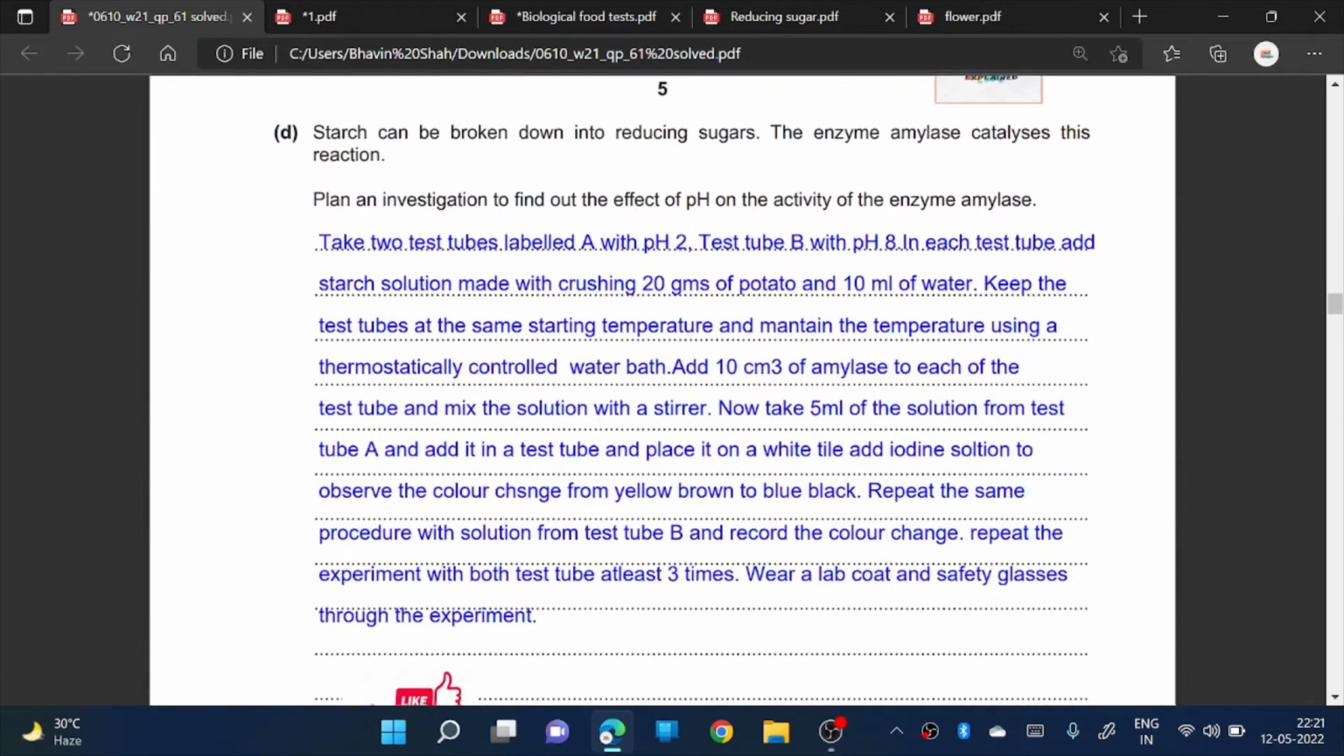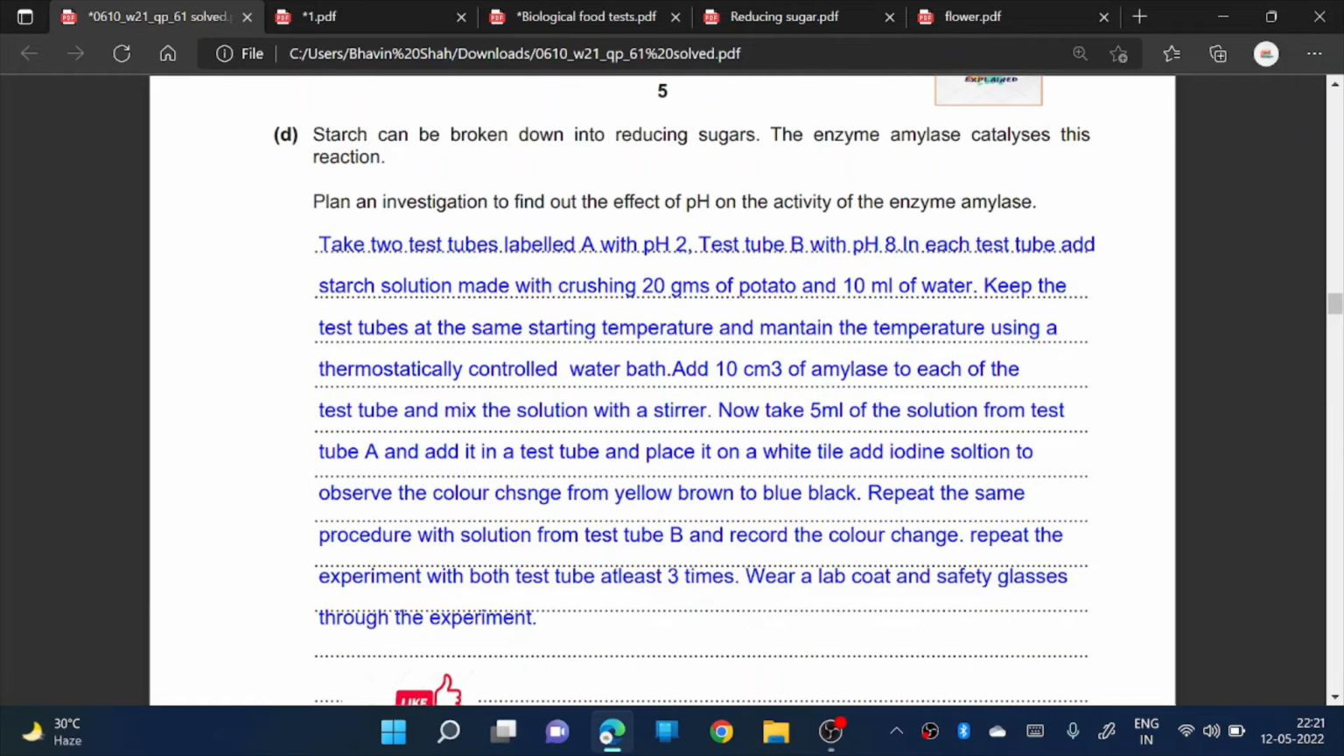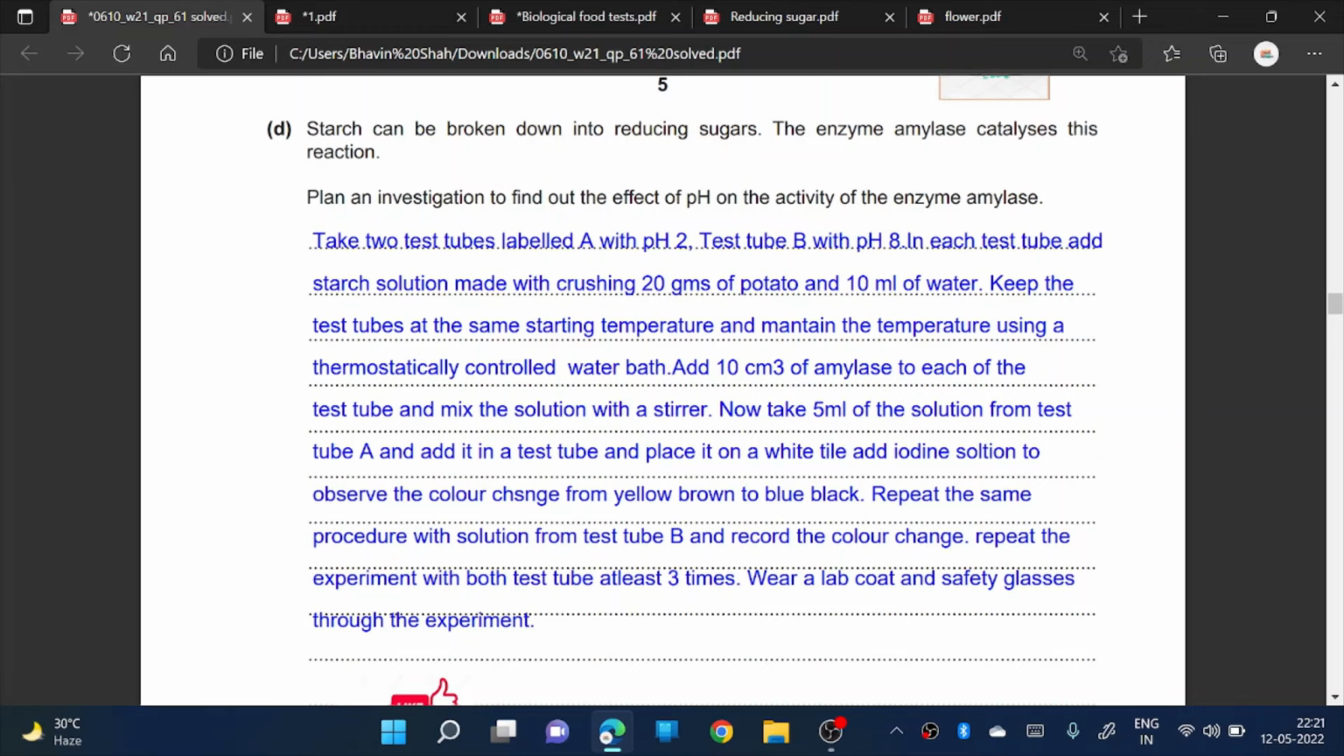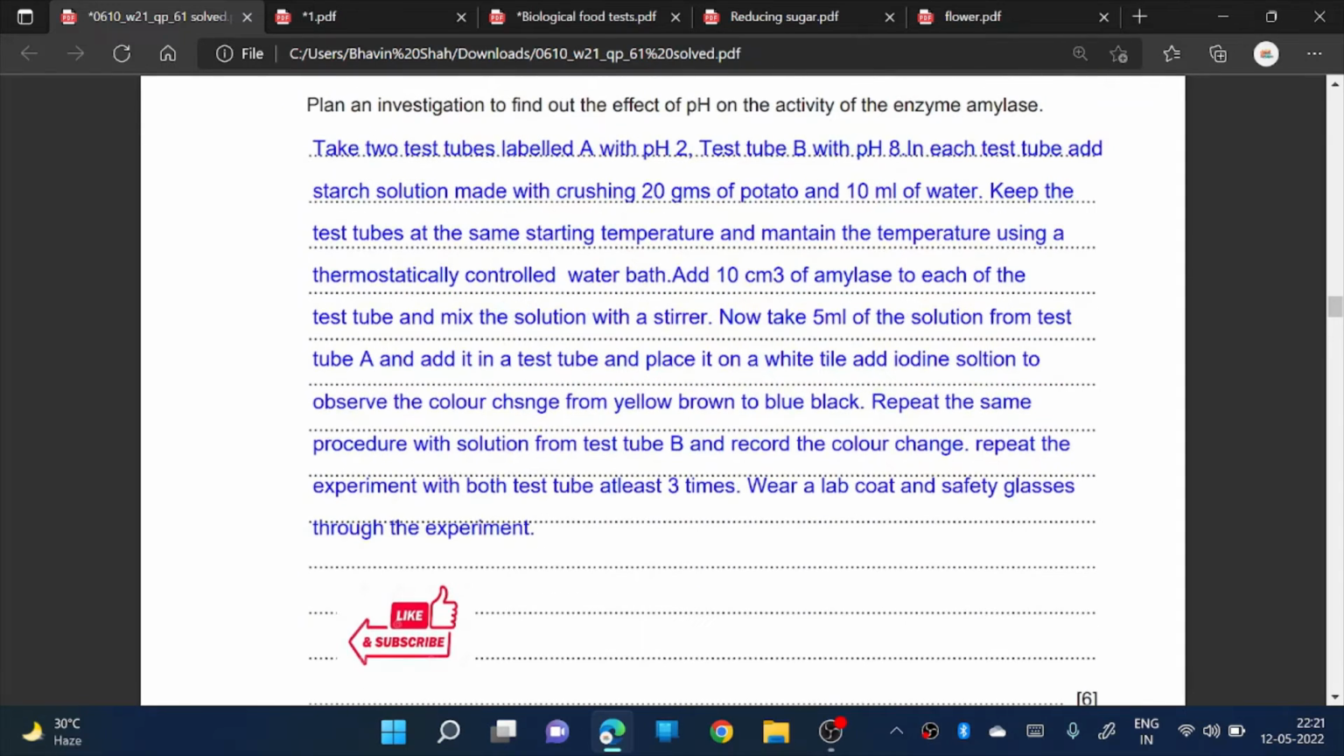Moving ahead, we are looking at how starch can be broken down into reducing sugar. An enzyme, amylase, catalyzes the reaction. So in this particular question, it is very important to see the marking points. It's a 6 marks question. The format of the answer is already written for you. I'm just going to explain what the main marking points are over here.